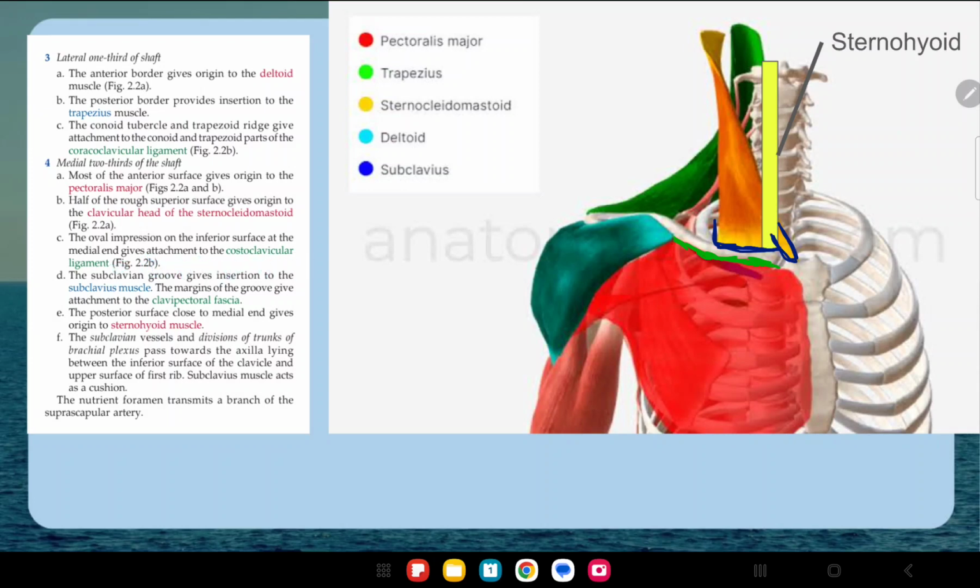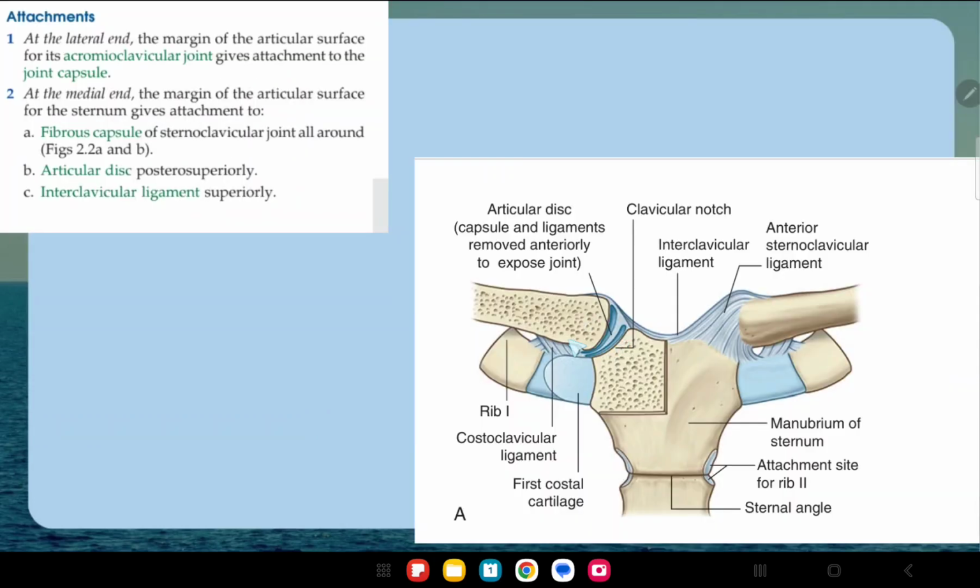Now see, I previously taught you that if this is the clavicle and this is the first rib, right? From the costal part of the first rib to the inferior surface of the clavicle, there is a ligament. It is called the costoclavicular ligament, right?